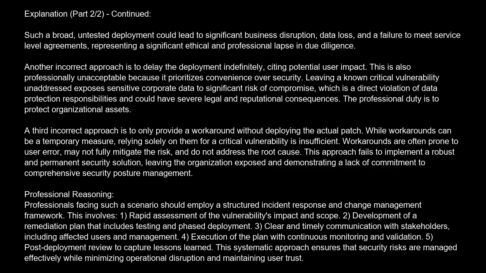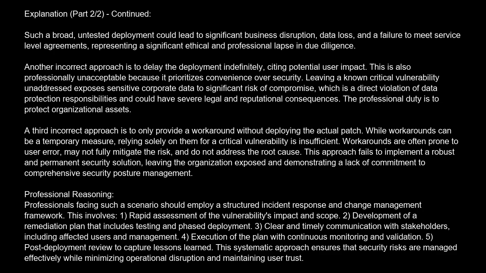A third incorrect approach is to only provide a workaround without deploying the actual patch. While workarounds can be a temporary measure, relying solely on them for a critical vulnerability is insufficient. Workarounds are often prone to user error, may not fully mitigate the risk, and do not address the root cause. This approach fails to implement a robust and permanent security solution, leaving the organization exposed and demonstrating a lack of commitment to comprehensive security posture management.